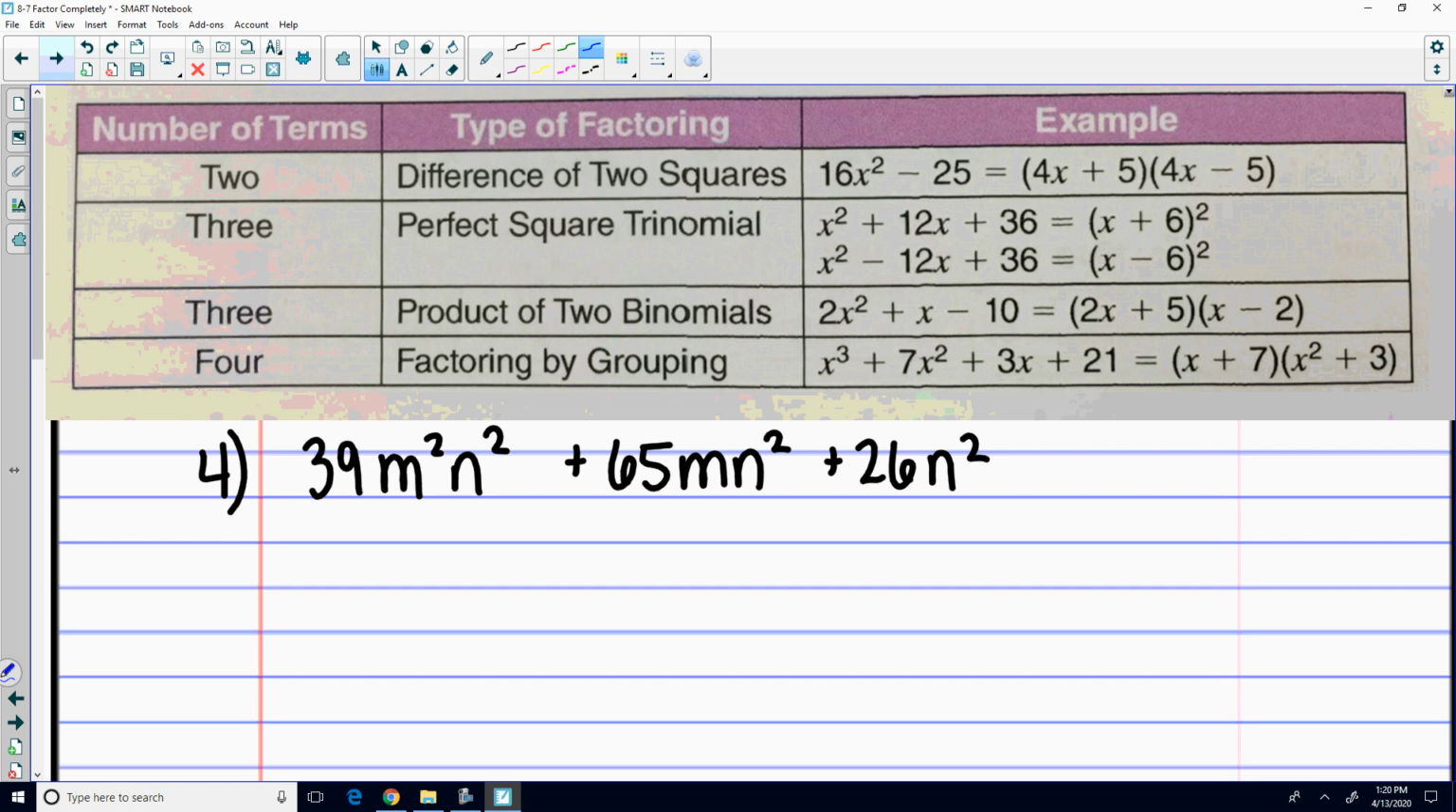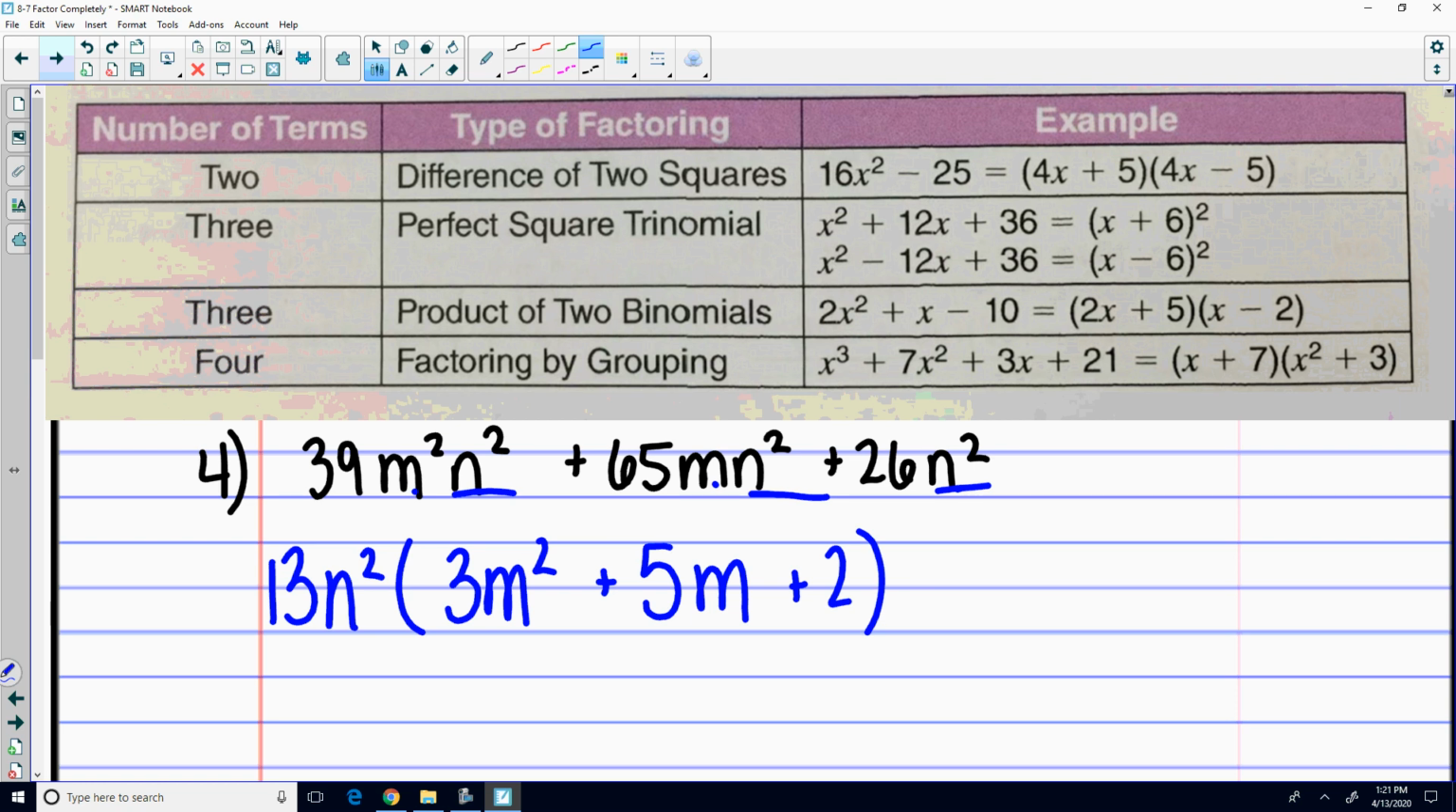So let's consider the numbers first. 13, 65, and 26. And you might have to consider it for a minute, but I'll tell you that they share a factor of 13, actually. Now let's look at the variables. M, no m. So I can't take any m's, but n squared, n squared, n squared. I can pull an n squared out of this whole thing. So if I divide each of these terms by 13n squared, I'm going to get 3n squared. And 13 divided by 65 is 5m. And 26n squared divided by 13n squared is 2.